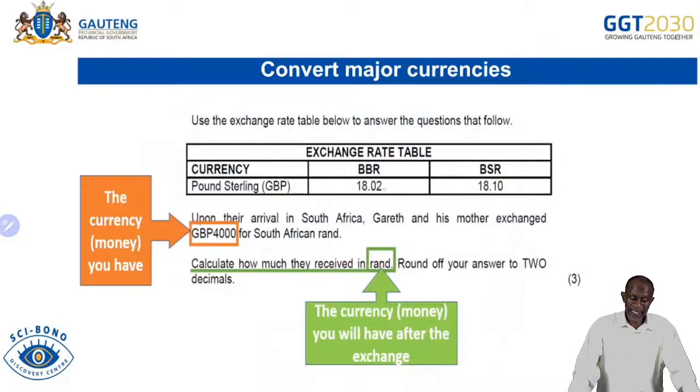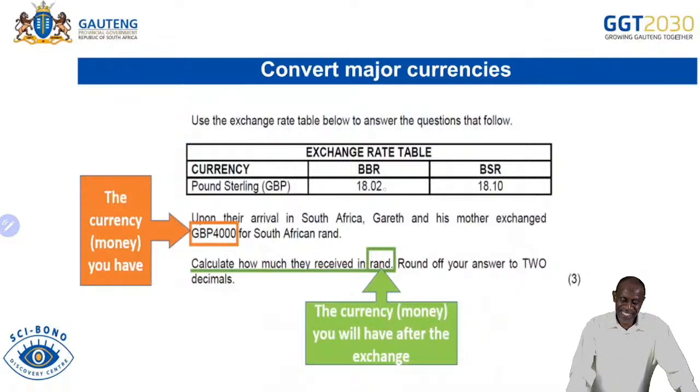Now, let us read the scenario. Upon their arrival in South Africa, Gareth and his mother exchanged 4,000 Great British pounds for South African rand. Calculate how much they receive in rand. Round off your answer to 2 decimals. So the instruction here is clear.